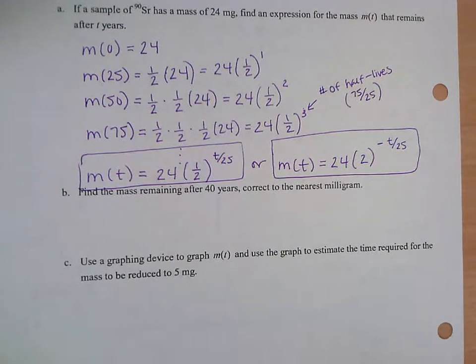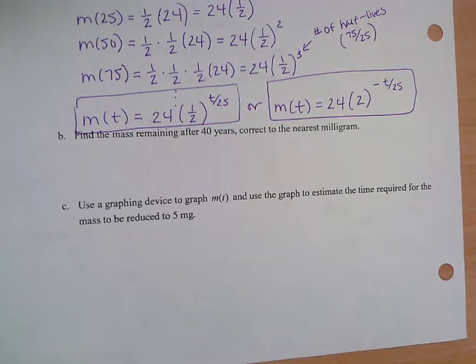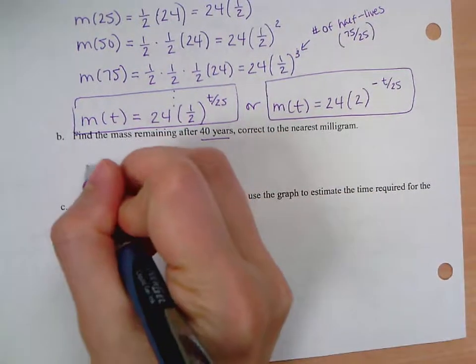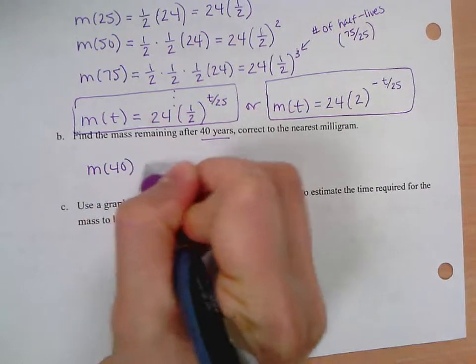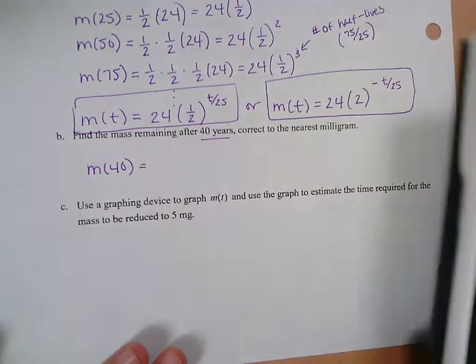Okay, and then part B. So now this is using the model we came up with. Find the mass remaining after 40 years, correct to the nearest milligram. So we know we would be finding m of 40. We're rounding to the nearest milligram.